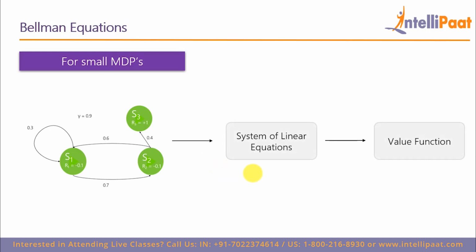For small MDPs, where we have a small number of states and probabilities, we can use a system of linear equations to find the value functions using the Bellman equations. But for larger problems where we have thousands of states, it is not feasible to use a system of linear equations. So later on in this course, we'll use other methods using the Bellman equations for MDPs that have a huge number of states.